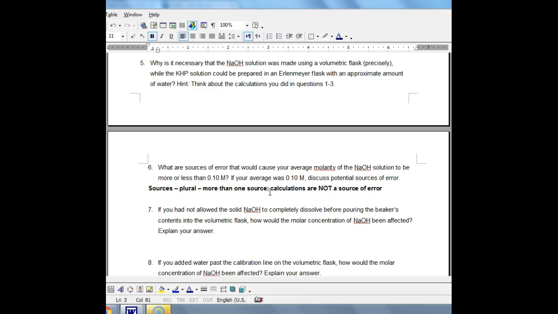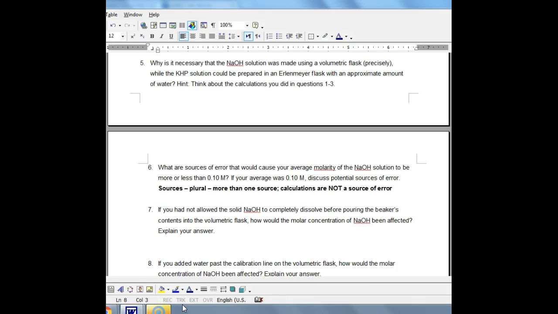What are things that could have affected your calculations in numbers 1 through 4, and what are things that you could have done differently to get either better data or possibly even worse data if you had not done the procedure correctly? Okay? If you had not performed the procedure correctly. Finally, number 7. If you had not allowed the solid NaOH to completely dissolve before pouring the beaker's contents into the volumetric flask, how would the molar concentration of NaOH have been affected?